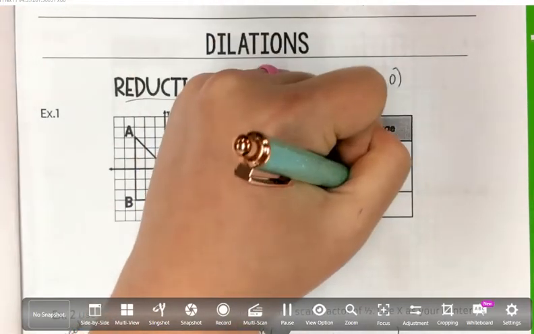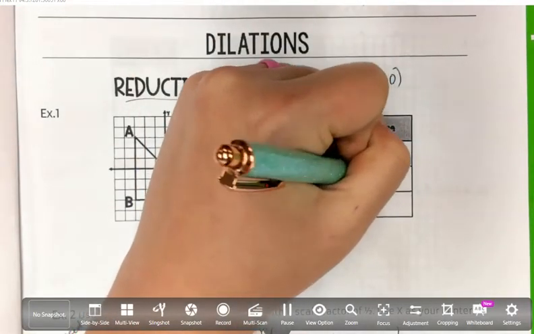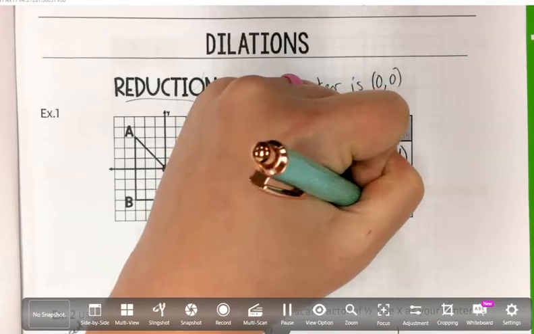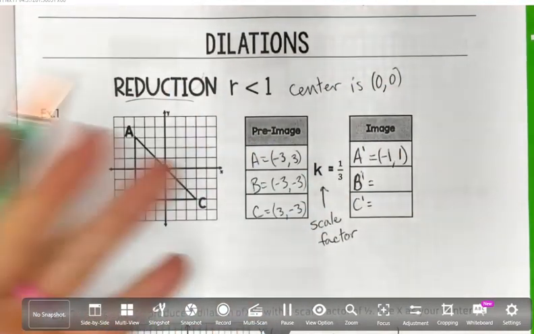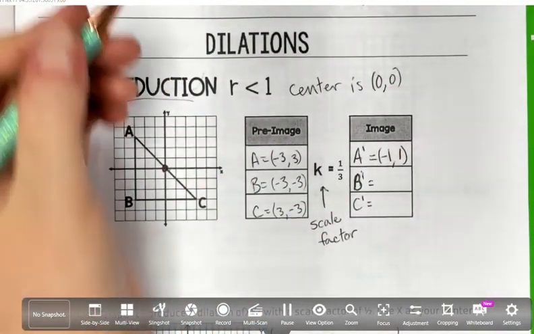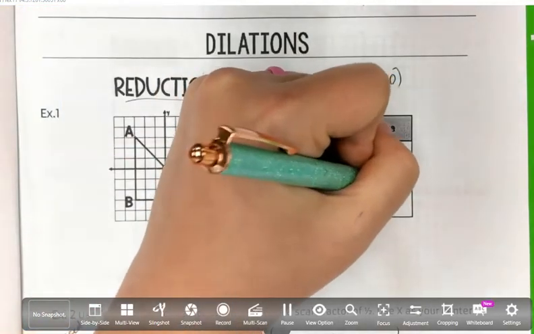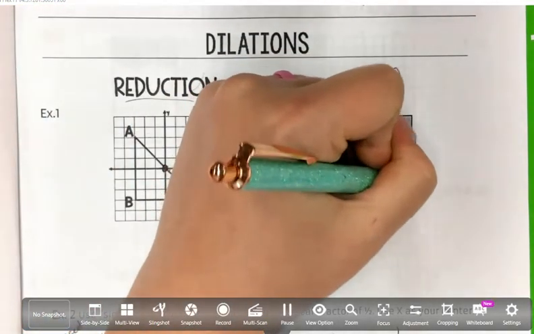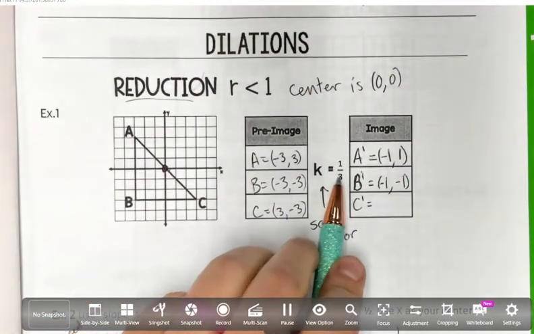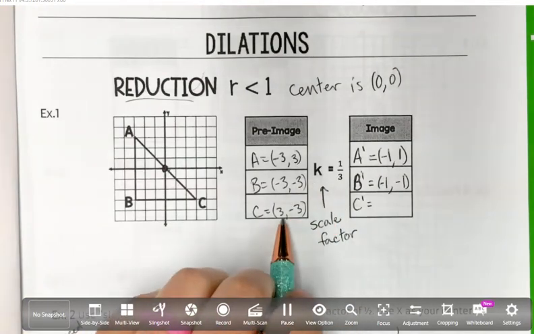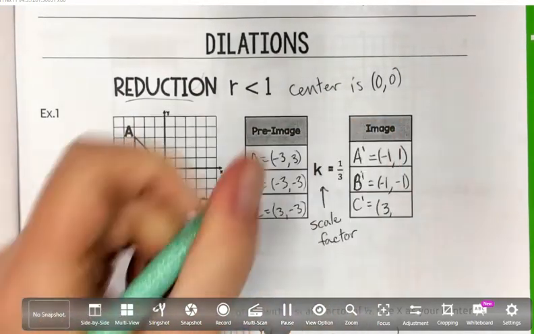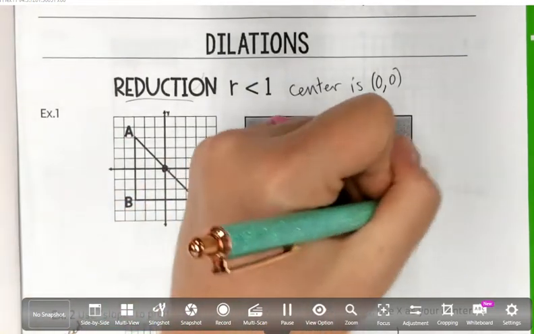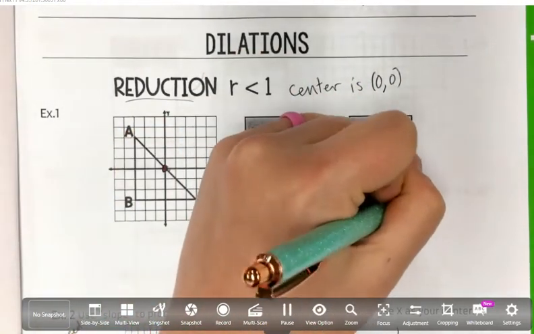And we're going to go through and do that to all of these individually, our B prime and our C prime. -3 times 1/3. It's essentially -3 divided by 3. That's the same as multiplying it by 1/3. So we're going to end up with -1 and -1. We're just multiplying these separately. Now, this 3 times 1/3 will be a +3. That -3 times 1/3 will be a -1.